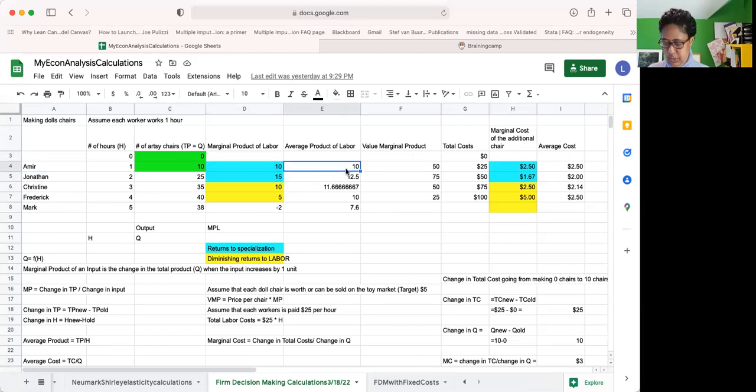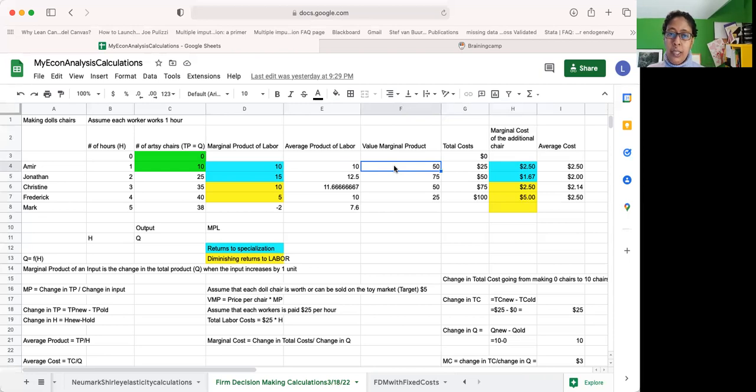So let's look at something else here. This is the average product of labor. You add somebody who's more productive than the previous person, the average goes up. So if the marginal product is larger for the last person hired, the average productivity goes up. And if you think about that, if you hire more productive people, your productivity on average is going to go up. The value marginal product was the price of the chair times how much ever the product was added. So this is what in dollar terms each worker is bringing to the firm.